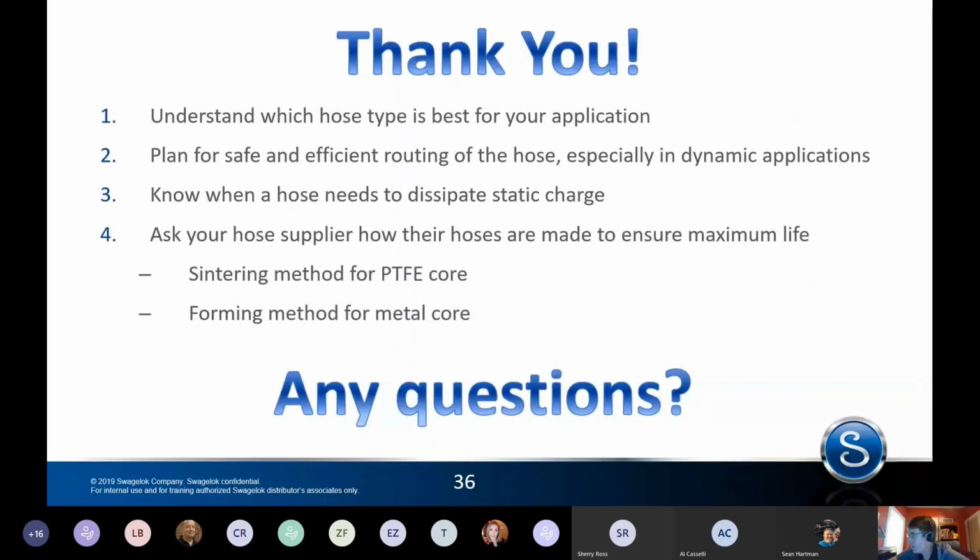Okay, and I think with that, we're ready to hand it off with any questions, but as a quick summary, understand what hose type, first of all, is best. Make sure it's routed correctly. Make sure you understand static dissipation needs. And then for a PTFE hose, always know the permeation requirements. And for a metal core hose, always know the dynamic requirements and how those hoses are built.